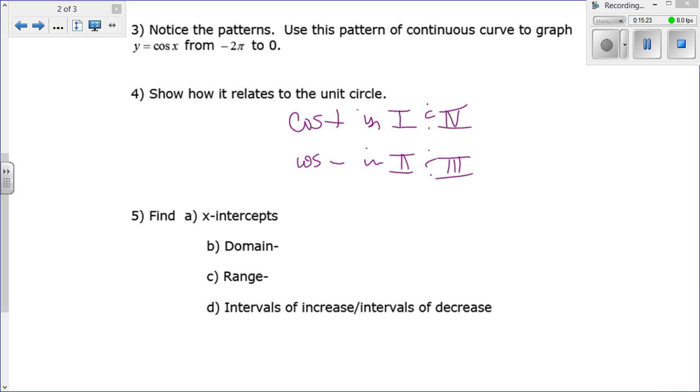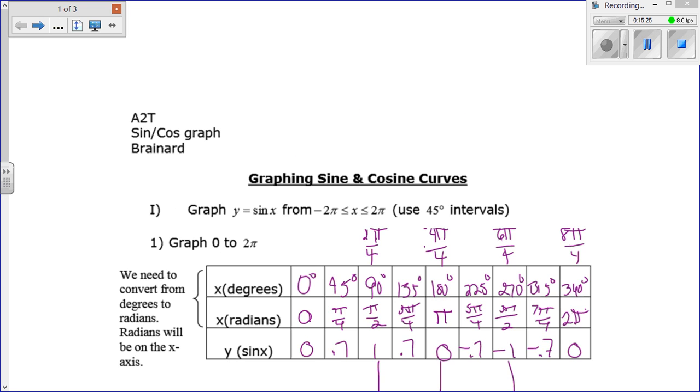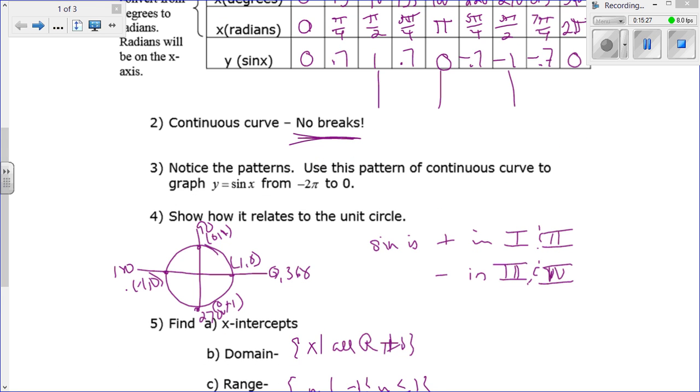Oh, I think I forgot to do something back here. Find all x-intercepts. Did I forget to do that? Oh, yikes. I forgot part A. Find all x-intercepts. Sorry about that. That's everywhere it crosses the x-axis. And that would be at 0, pi, and then 2 pi. My bad. Sorry.